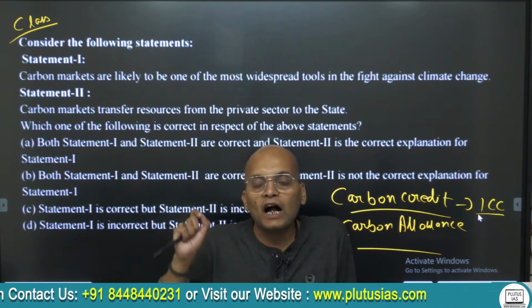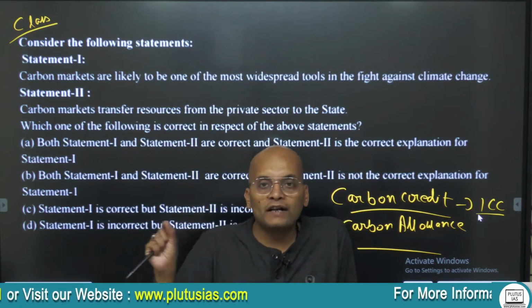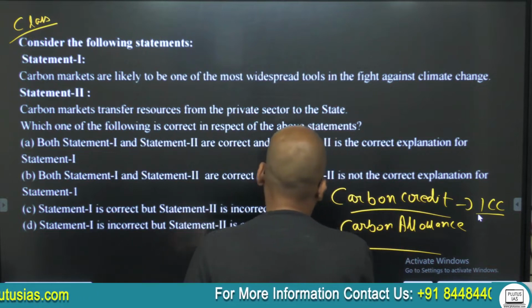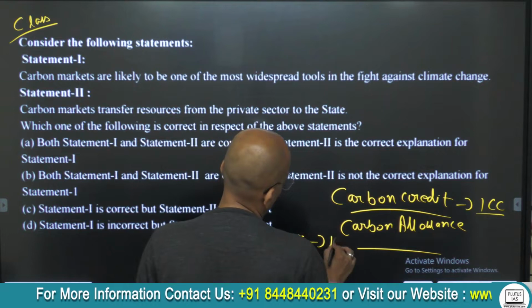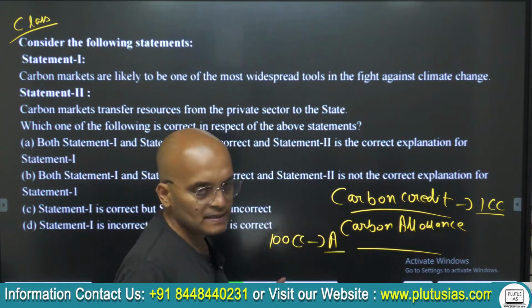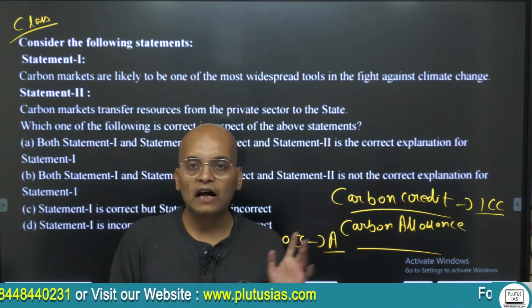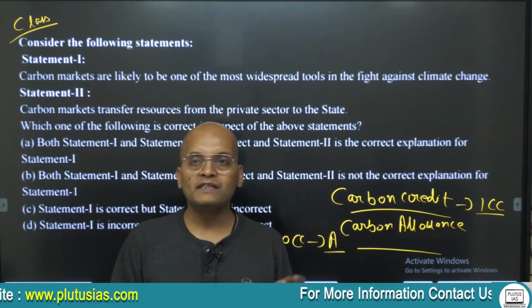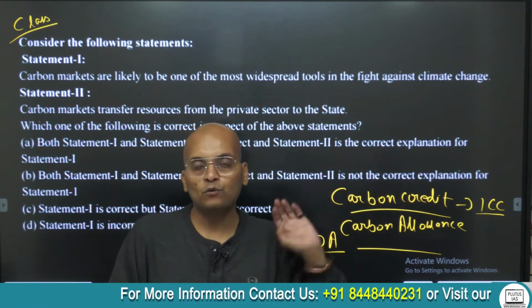So the government allots certain carbon credits to every organization. For example, the government allowed 100 carbon credits to a company called A. So that means this company can eject 100 tons of carbon dioxide into the atmosphere, because it is permitted by the government. 100 carbon credits have been allotted to company A.